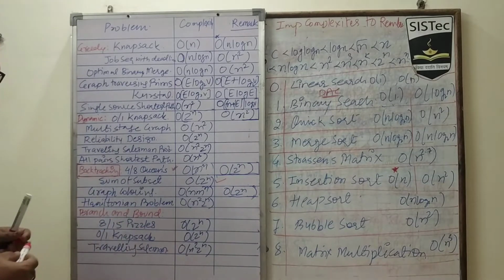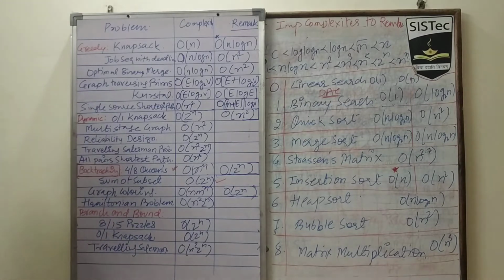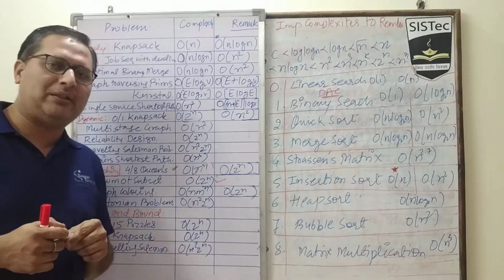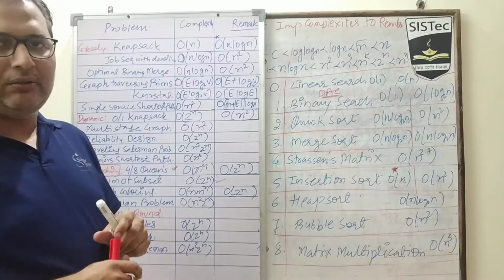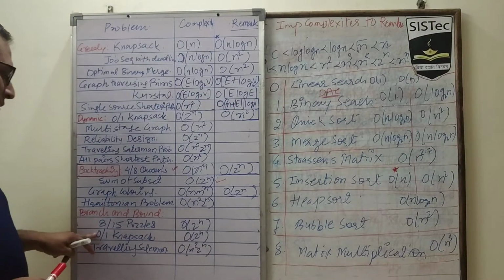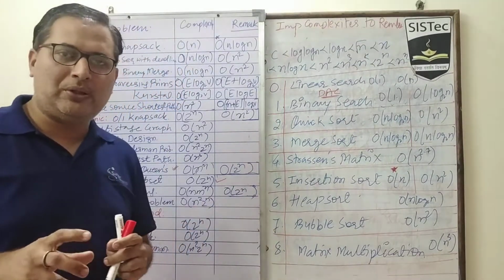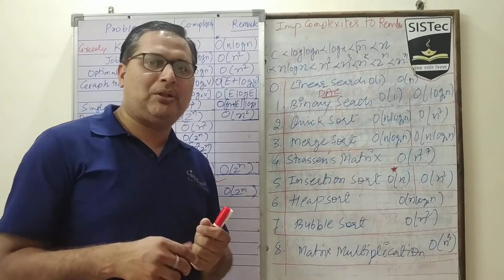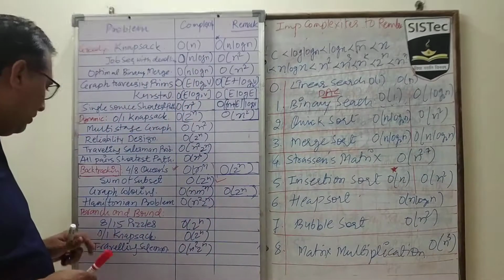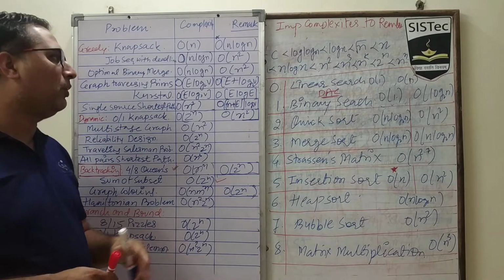Now come to branch and bound. 8 or 15 puzzle. Here on the chessboard of 3 cross 3 we have to place 8 numbers in chronological order. 0/1 knapsack, the same. Here in branch and bound, we have some bounding function by which we will decide how to bound some of the nodes for exploration based on the upper or lower values. And traveling salesman problem, again the complexity will be n square 2 to the power n.